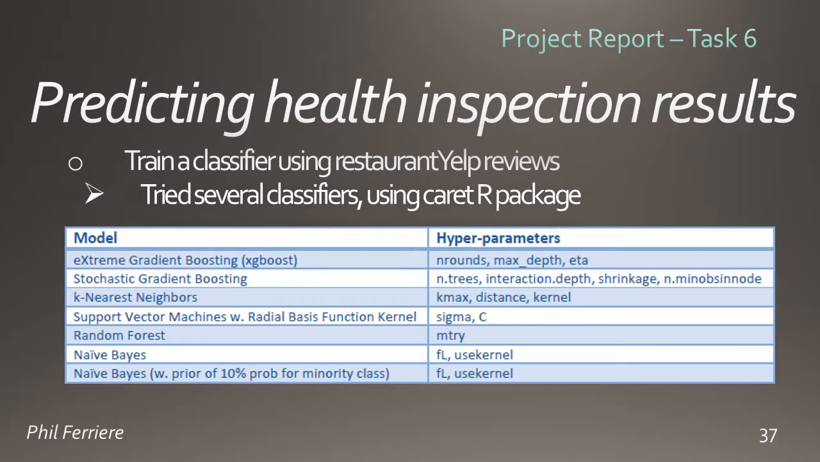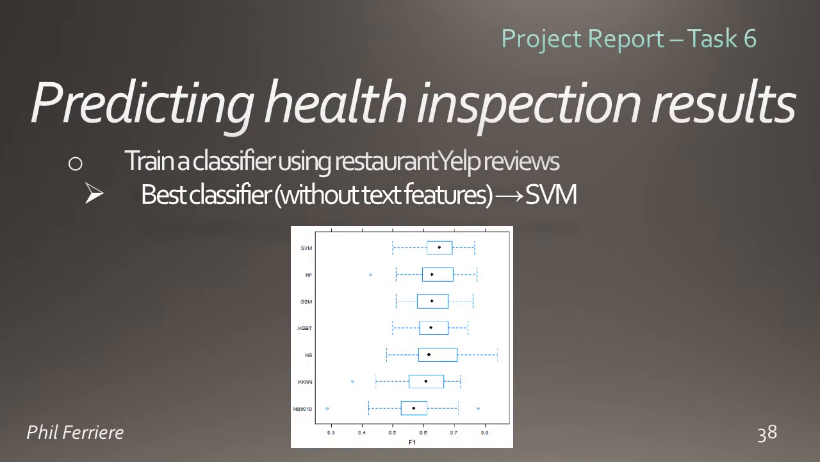I trained 7 different classifiers, including XGBoost, GBM, KNN, SVM, random forests, and 2 naive Bayes classifiers. Without using any text features, support vector machines, random forests, and stochastic gradient boosting showed very similar F1 scores. The single best classifier was a naive Bayes classifier, but the great value of doing 10-fold cross-validation repeated 3 times is that it allowed me to identify which classifier's performance was more consistent.